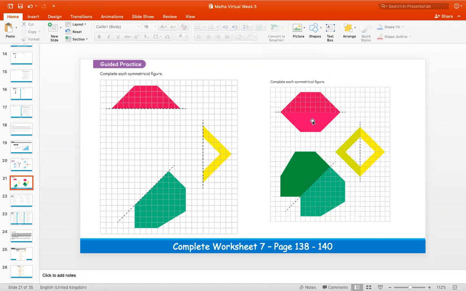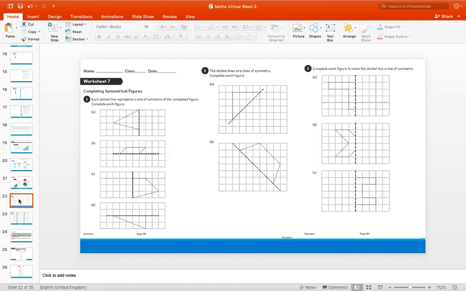Well done once again. And now it's your turn to complete worksheet 7 from page 138 to 140 for today's lesson. I will show you how the worksheet should look like so that you know you're on the correct page. So you've got 3 pages to complete today. You're completing each figure and you're using your line of symmetry. As we have just realized from our in focus, it is very important to complete your task. You need to have the line of symmetry.